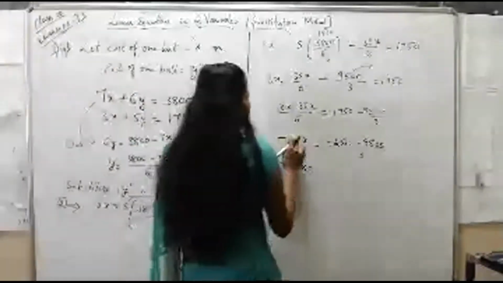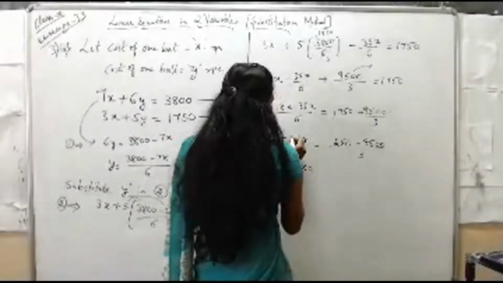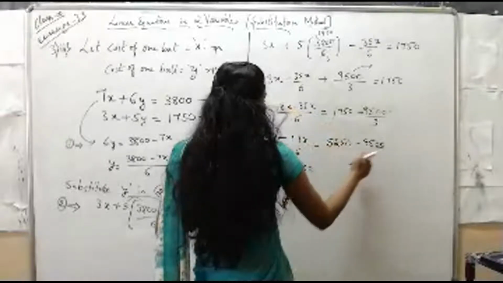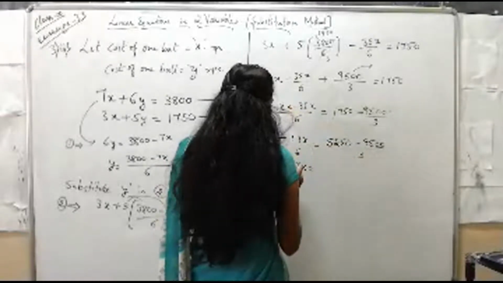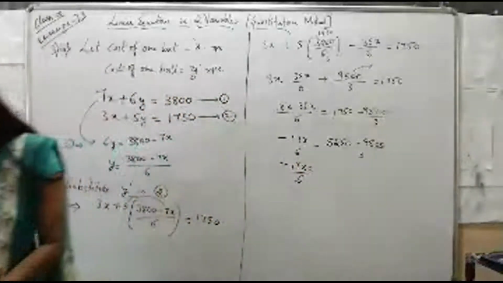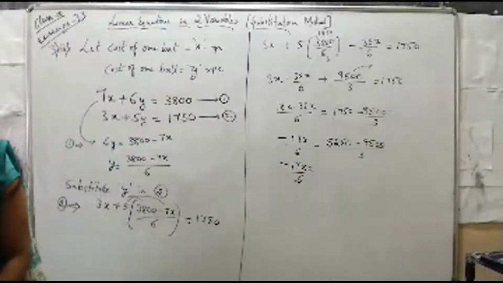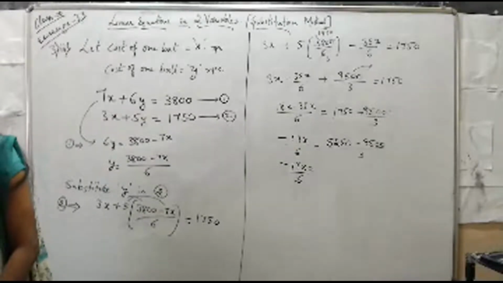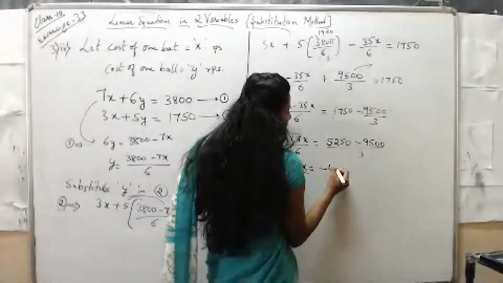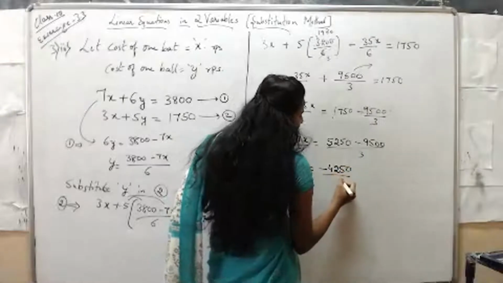This is 17 and this is 5. Now subtract these two, you will get how much? Divided by 6. If you subtract 9500 minus 5250, what happens? 4250. It comes 4250 divided by 3.